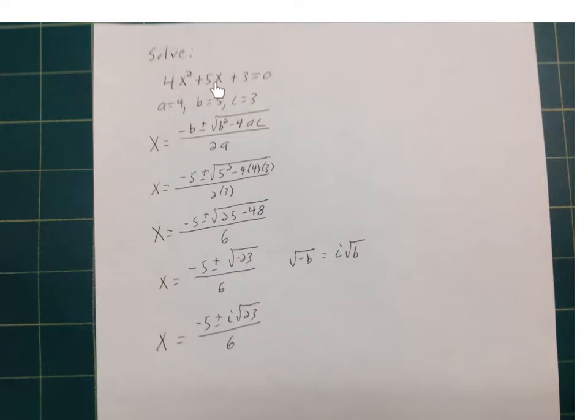You want to solve this quadratic equation. I believe it's chapter 15. You were given 4x squared plus 5x plus 3 equals 0. I'm going to solve it with the quadratic formula.